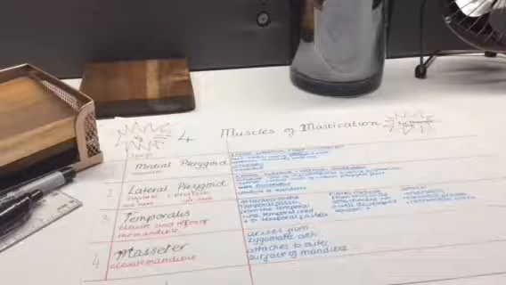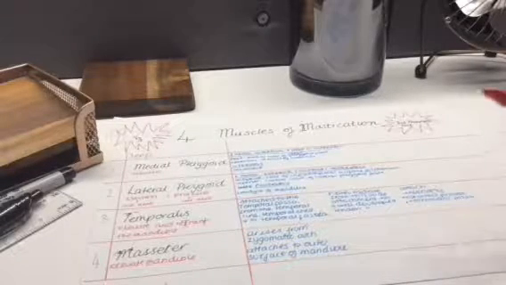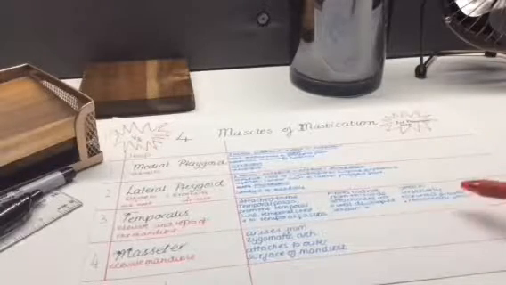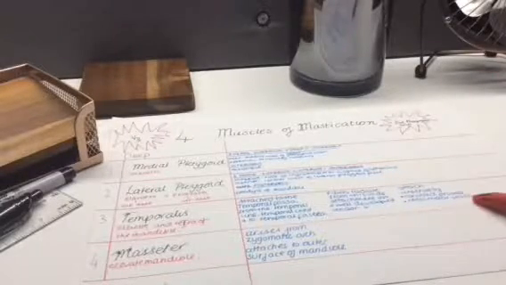So what part of this mandible does it attach to? The coronoid process and the retromolar fossa. And once again, the coronoid process and the retromolar fossa in the mandible.